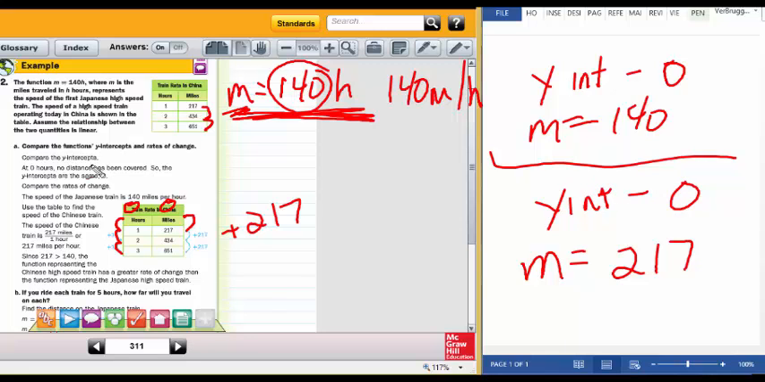So let's take a look at what they say about all this. We can compare the y-intercepts. At 0 hours, no distance has been covered, so both y-intercepts are the same at 0. And then we're going to compare the rates of change. The speed of the Japanese train is 140 miles per hour, which we did right away. And then we can use the table to find the speed of the Chinese train, which we came up with 217 miles per hour. So we can say that since 217 is greater than 140, the function representing the Chinese high-speed train has a greater rate of change than the function representing the Japanese high-speed train.